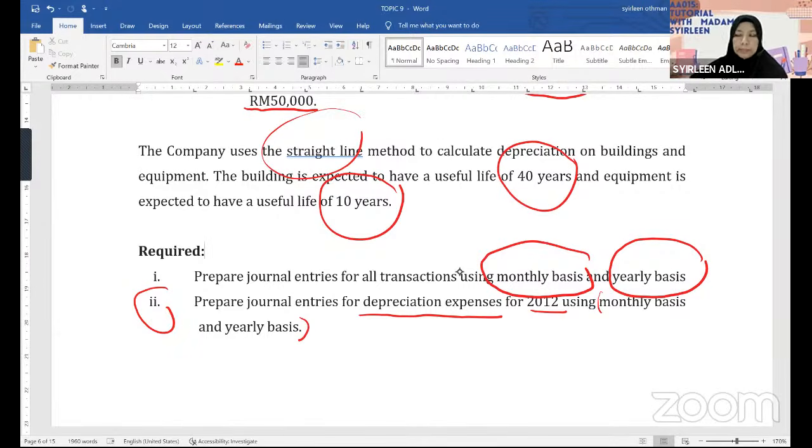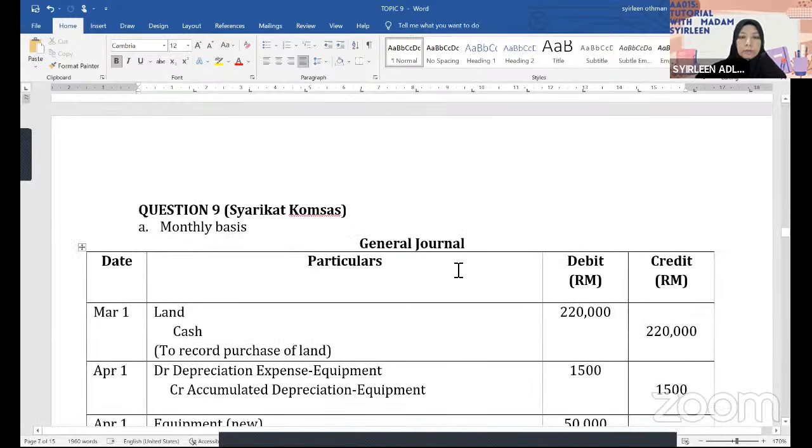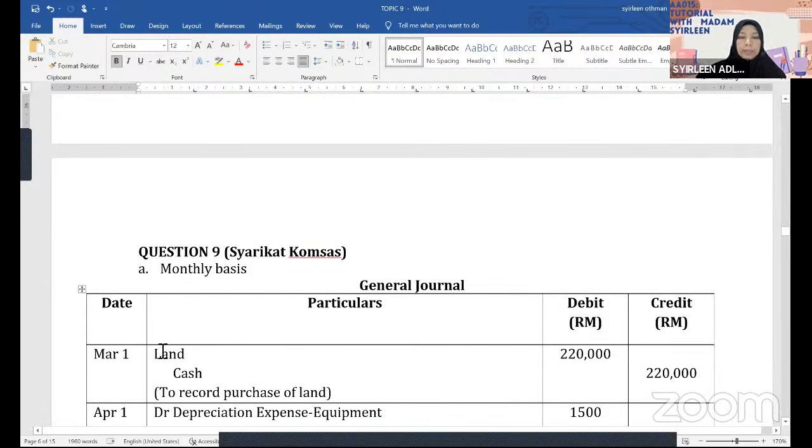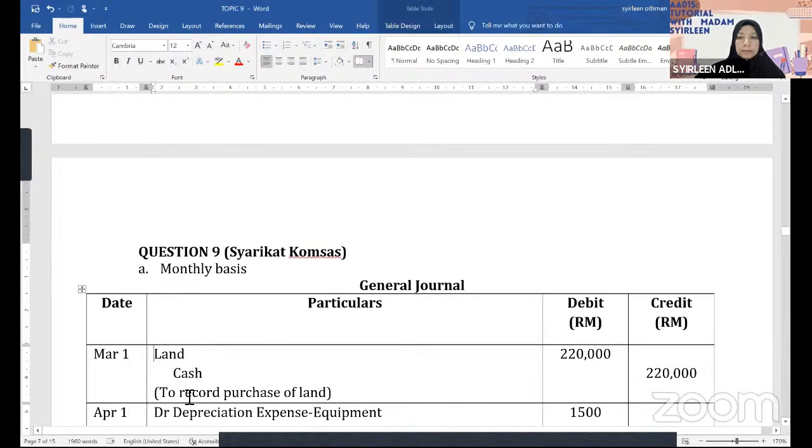Okay, monthly basis untuk land, dua-dua sama ya. Sebab land tidak ada sebarang accumulated depreciation. Okay, so you beli and you dispose, jawapan tetap sama. Yang berbeza hanya semasa kita buat trade-in saja. Okay, alright. So untuk land, I akan debit land. Yang ni saya beli ya, 1st March. Debit land 220,000. Credit cash 220,000.